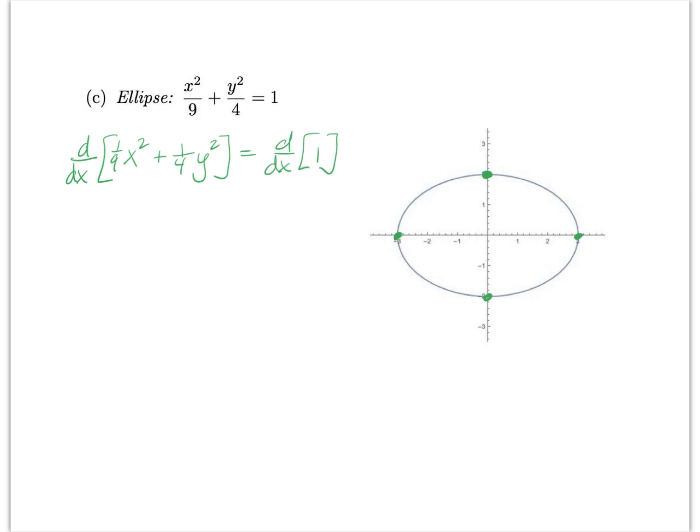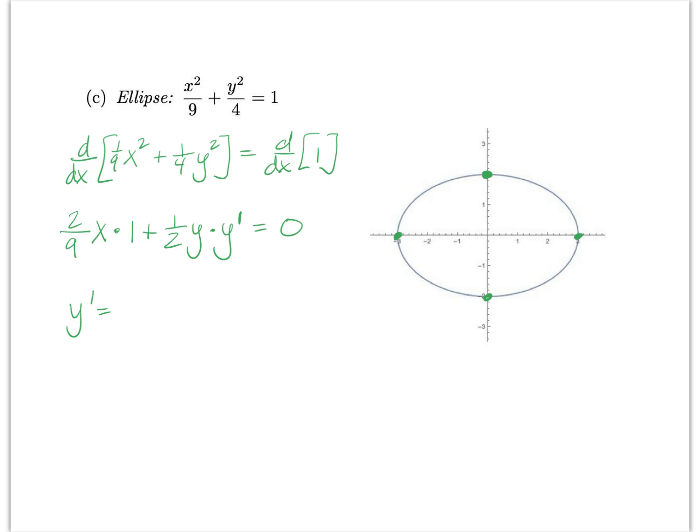Okay, the derivative of 1/9 x squared is 2/9 x times the derivative of x, which is just 1, which we don't usually write down. I'm only writing it down to remind us that in the case where it's the derivative of y, like in this case, I have 1/2 y times the derivative of y, which is not 1, it is y prime. And then that equals d dx of 1, which is 0. Now I just want to solve for y prime.